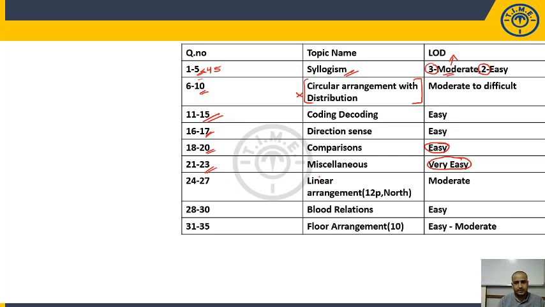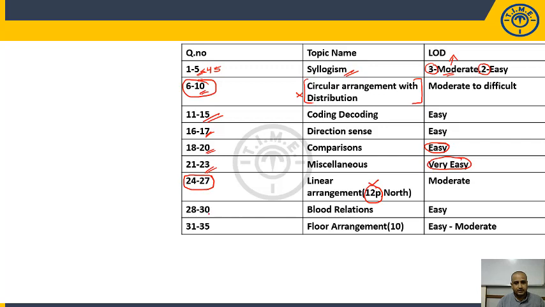And linear arrangement with 12 persons north. 12 persons is some big number, right? So you can take this question later, because definitely 12 persons means there will be more clues or more possibilities you will get. So it is better to keep this question aside. The questions 6 to 10, circular arrangement with distribution, and the linear arrangement with 12 persons north.